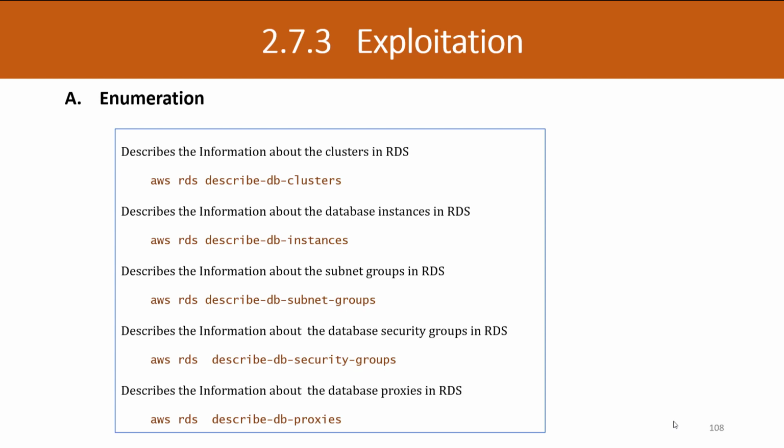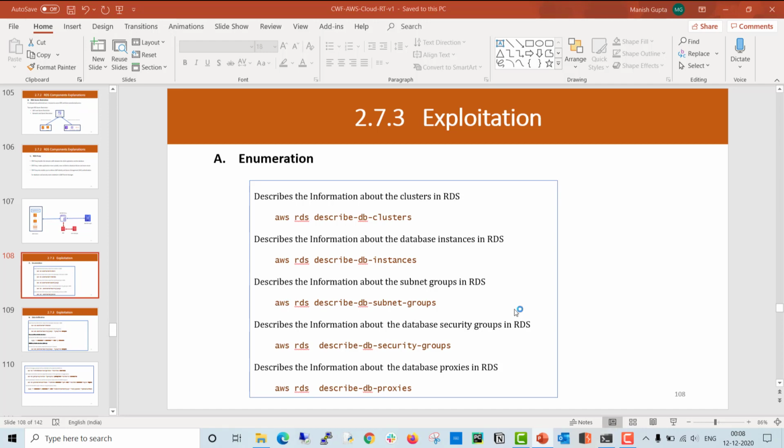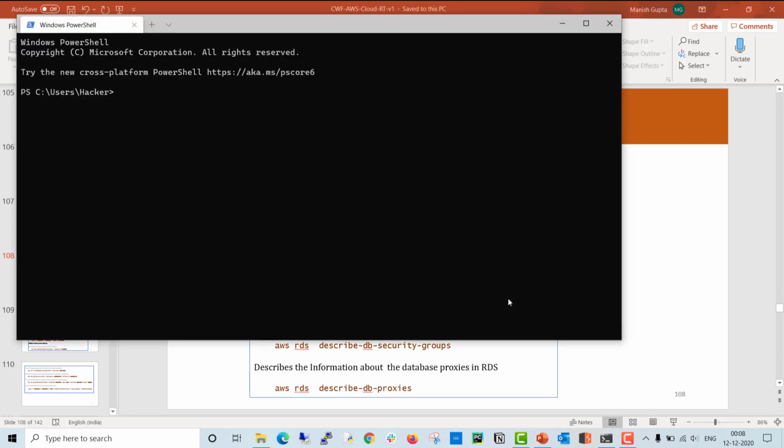So let's get started. You can see here, I already configured my CLI, and one thing you should keep in mind is that you need at least list as well as get rights in RDS to enumerate information. If you have get as well as list rights in RDS, you can enumerate the information related to RDS.